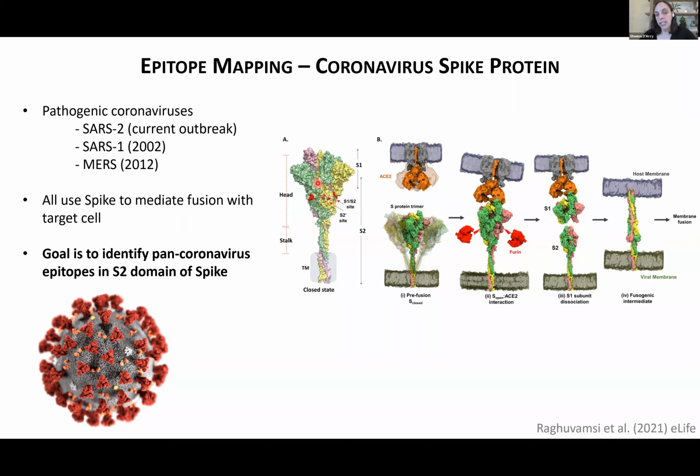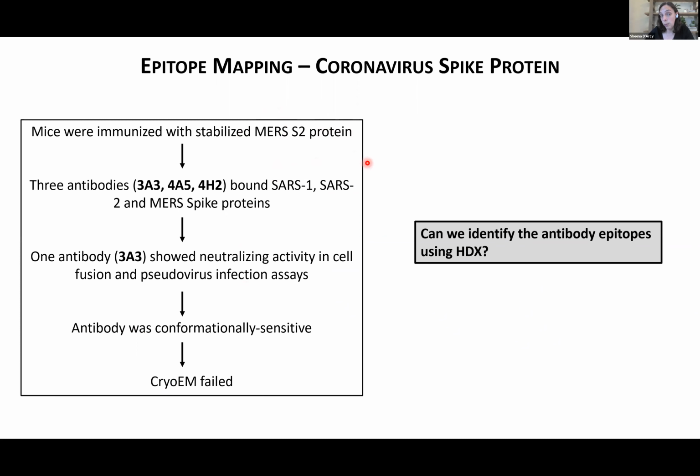So our question was to identify epitopes specifically in the S2 domain rather than in the S1 domain. Most of the neutralizing antibodies that you're probably reading about in the media and in the literature focus on the S1 domain, specifically the receptor binding domain that mediates the interaction with ACE2. But we were focusing on the S2 domain because it is more conserved between the various coronaviruses. Our collaborators had immunized mice with a stabilized MERS S2 protein.